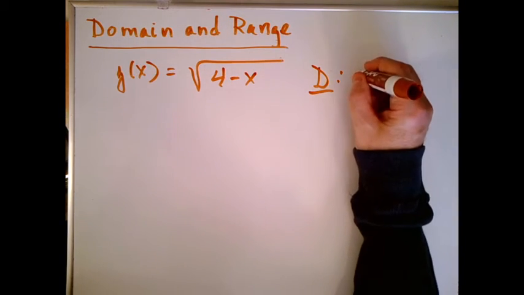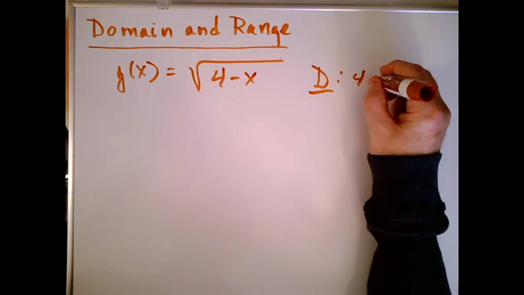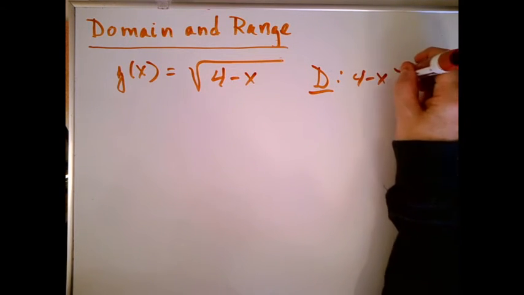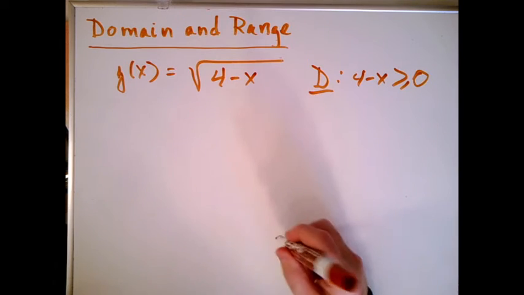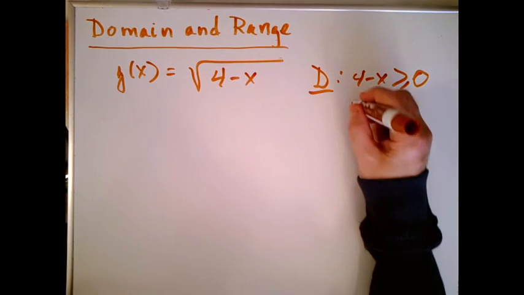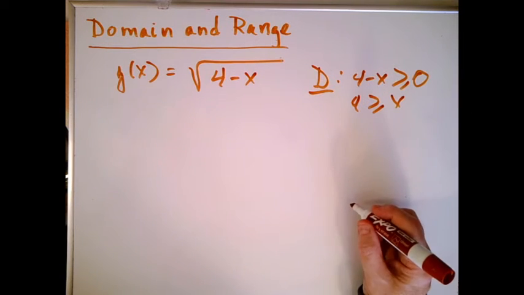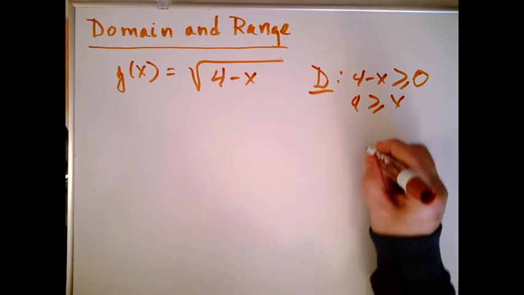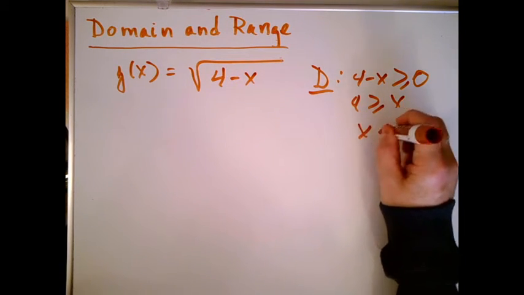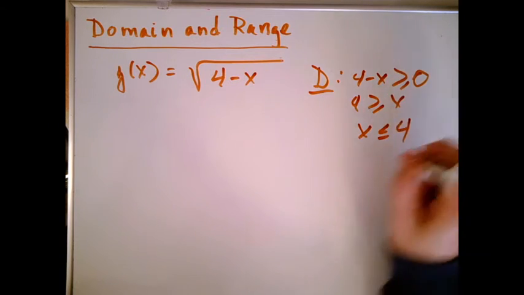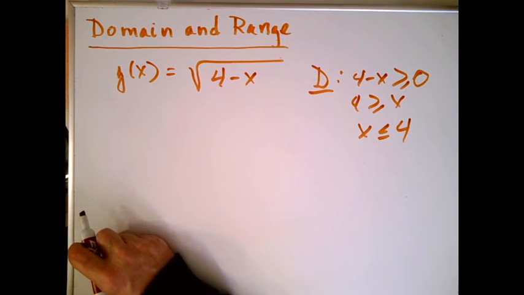So what I'm going to do is write down that 4 minus x has to be bigger than or equal to 0. I'm trying to solve for x, so I'm going to write down that 4 has to be bigger than or equal to x. And I'm going to write this so it feels better. I'm just going to write down that x is less than or equal to 4. I think that's perfectly fine.